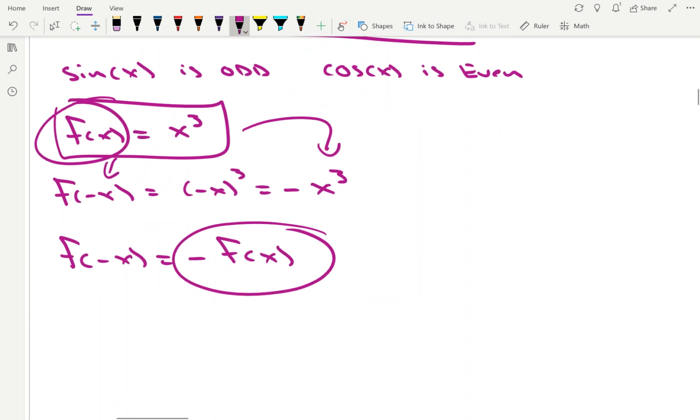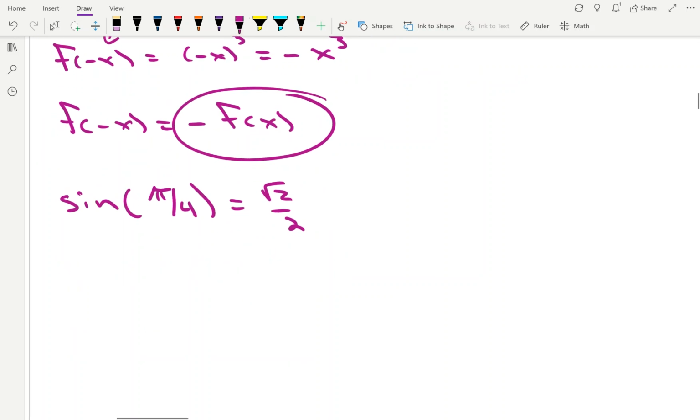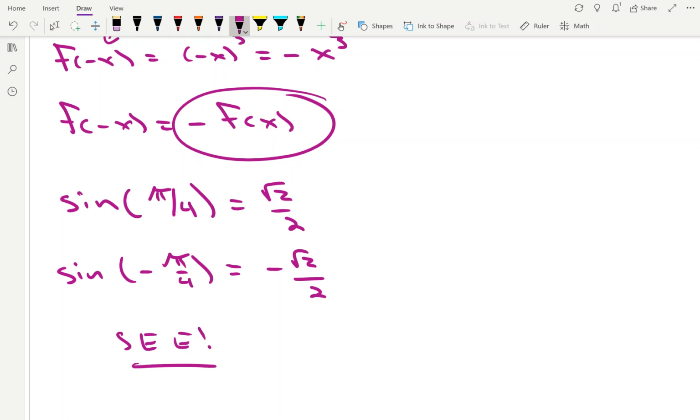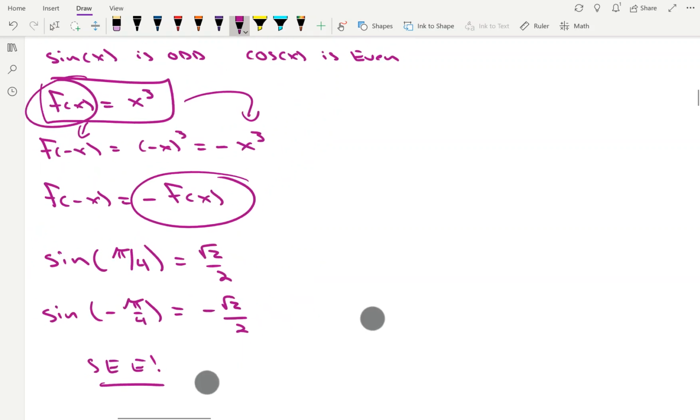Okay, so sine is kind of easy to see if you just think of a number that you know well from the unit circle. So sine of pi over 4, let's see, what's that? That's root 2 over 2. But what is sine of negative pi over 4? You can see that's negative root 2 over 2 using the unit circle. That's a nice way to see this, just to see. It's not a proof by any means.